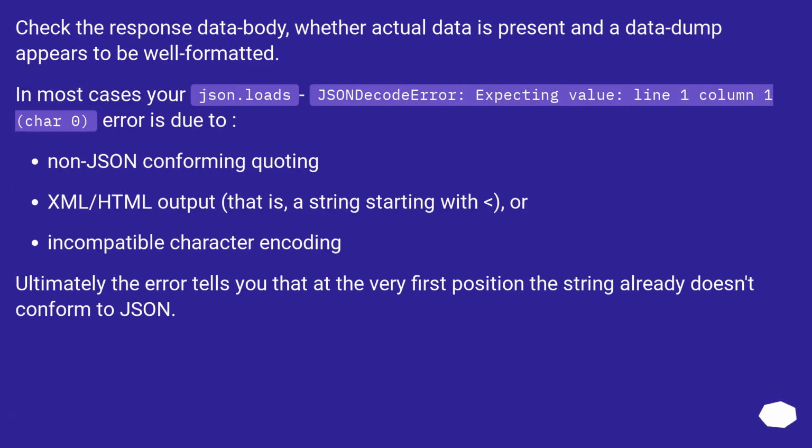Check the response data body, whether actual data is present and a data dump appears to be well formatted. In most cases your json.loads JSONDecodeError "Expecting value: line 1 column 1 (char 0)" error is due to non-JSON conforming quoting, XML/HTML output, that is, a string starting with a <, or incompatible character encoding. Ultimately, the error tells you that at the very first position the string already doesn't conform to JSON.